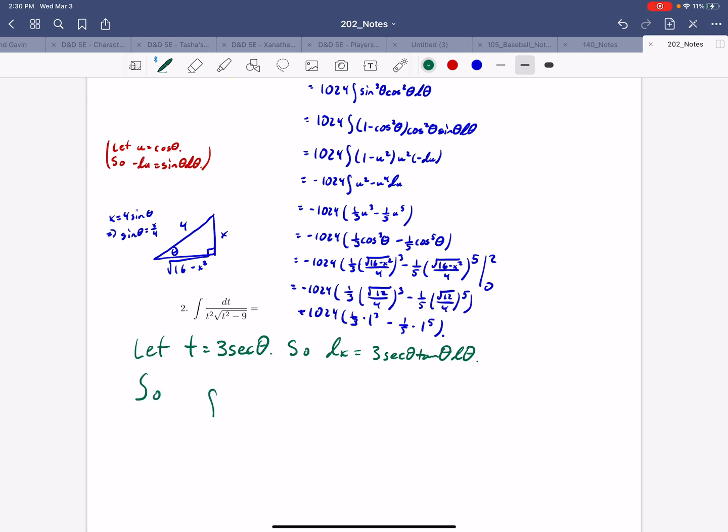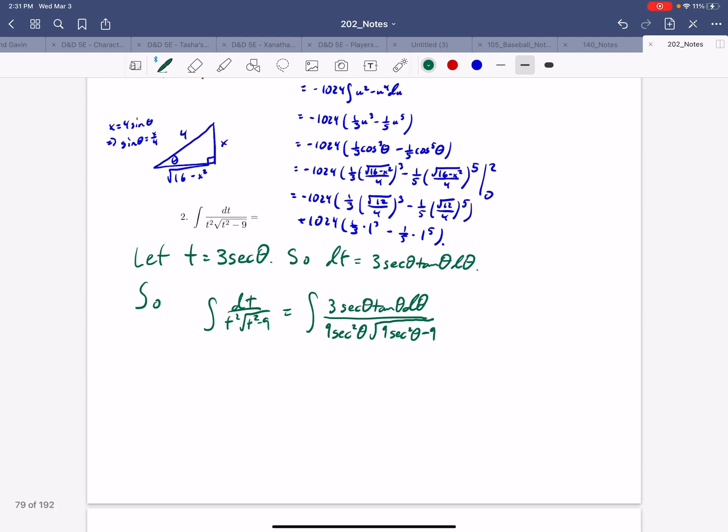So that means that our integral, dt over t squared, is going to equal, well, I guess dx really should be dt, shouldn't it? Instead of dt, we're just going to write this 3 secant tangent. And then instead of t squared, we're going to have 9 secant squared of theta. And the square root's going to be 9 secant squared theta minus 9. Right?